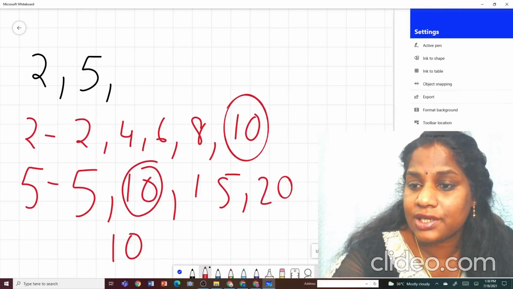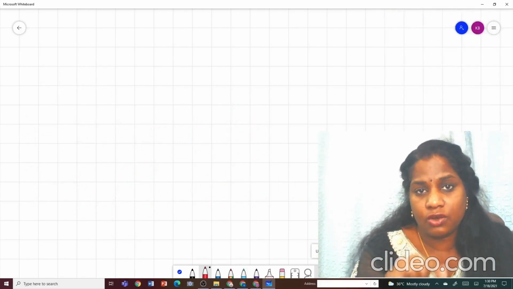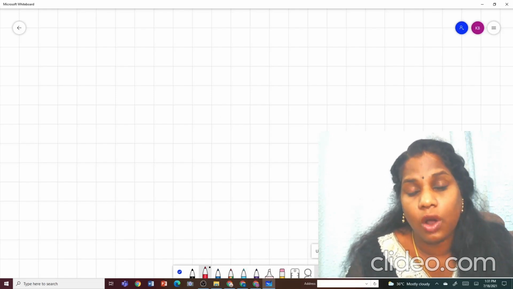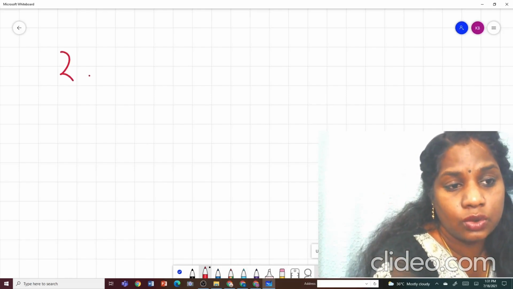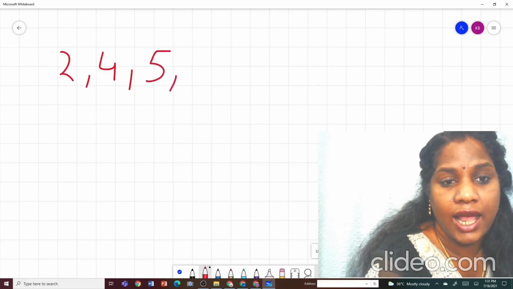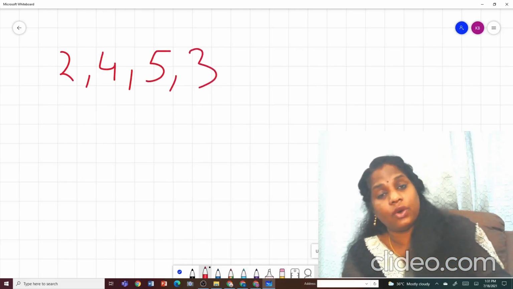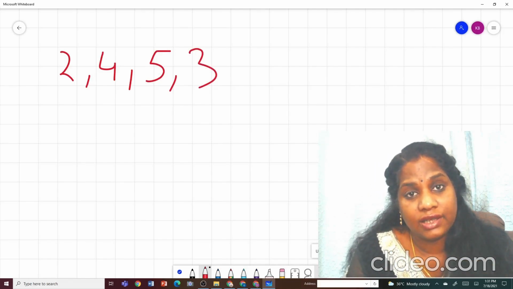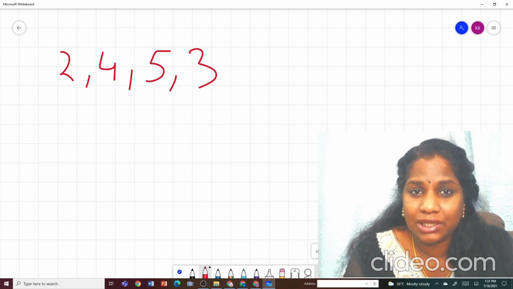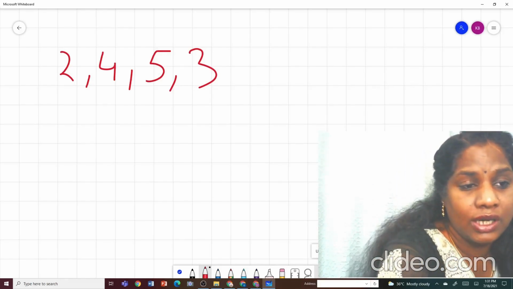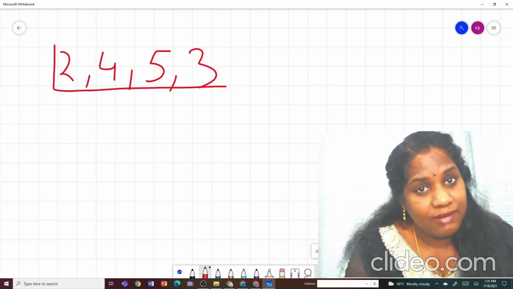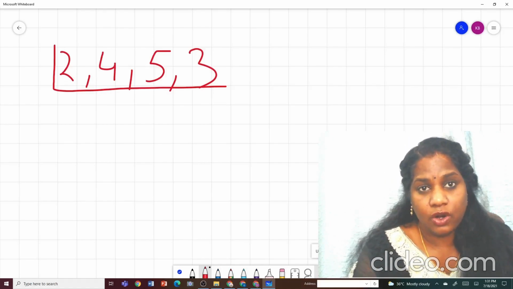Now there is one more method. In this method you have to write the multiples of each and every term and then find the common one. But suppose you have 2, 4, 5 and 3. Suppose you have these 4 numbers and you have to find the LCM. How will you find it? For every number we can't go and write the multiples, right? So we will follow the ladder method, also called the prime factorization method. Very easy method. Just follow with me.